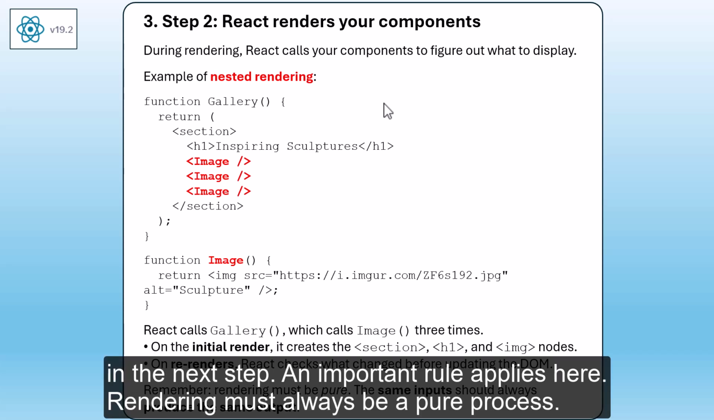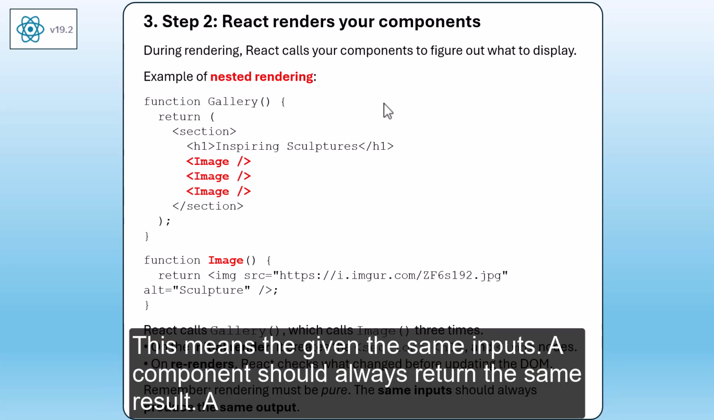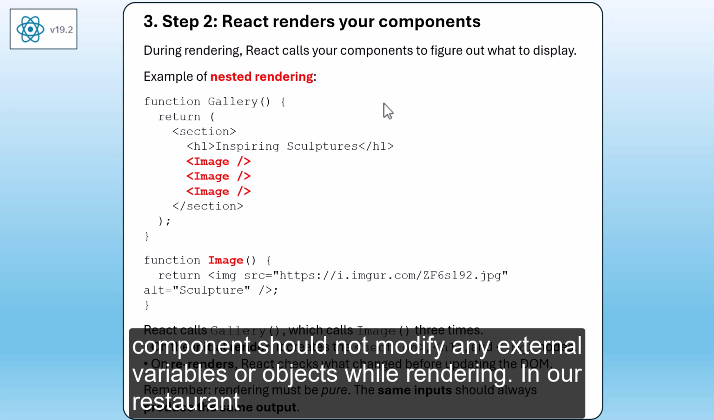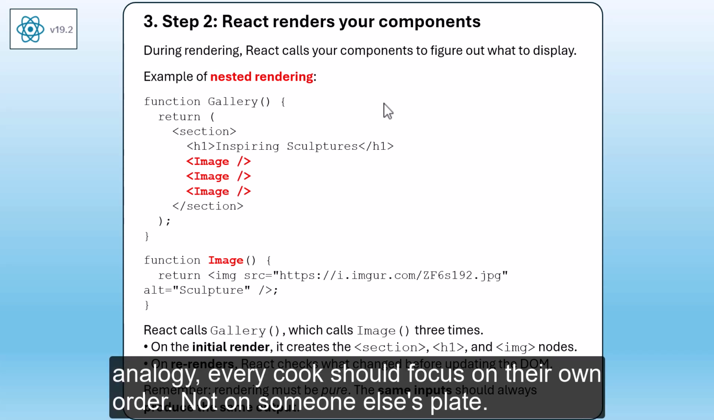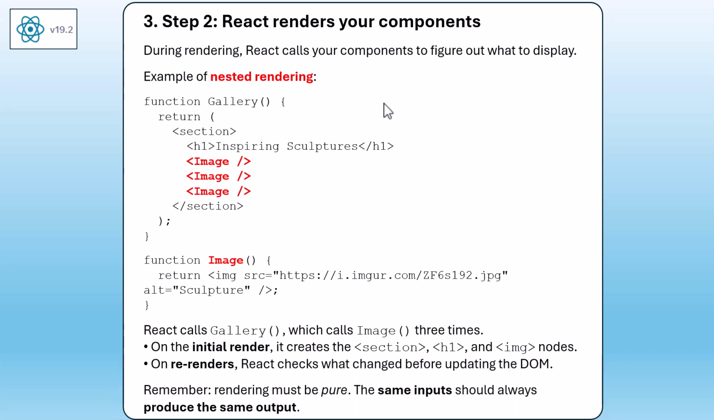An important rule applies here. Rendering must always be a pure process. This means that given the same inputs, a component should always return the same result. A component should not modify any external variables or objects while rendering. In our restaurant analogy, every cook should focus on their own order, not on someone else's plate.